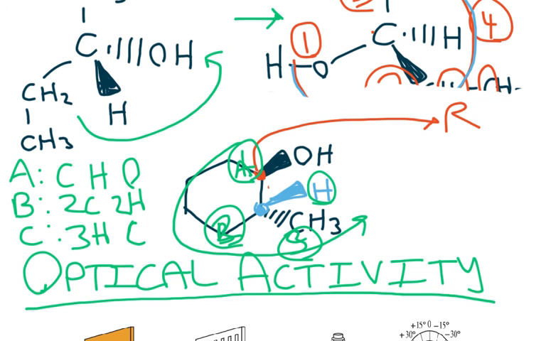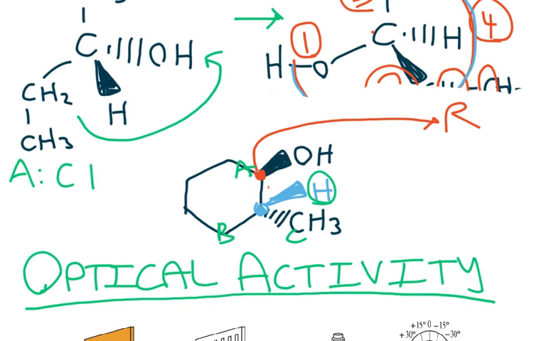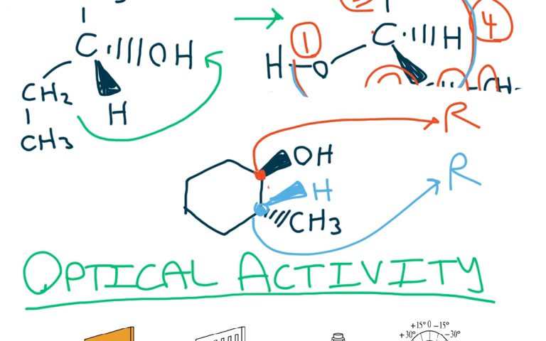But we said since the hydrogen or the 4th priority is in the front, we're going to switch it around and we're going to say that it's R. So we've got an R and an R. So now we're going to see how this comes out in the IUPAC nomenclature. So this one here is R.